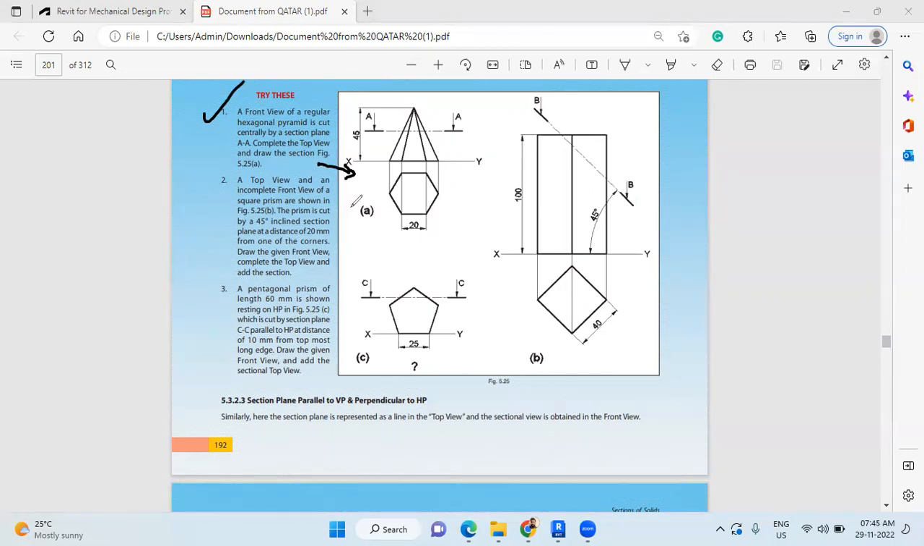So this is the front view of a regular hexagonal pyramid cut centrally by a section plane. This is my section plane. Complete the top view and draw the section. You have to mark the section points and draw the section. So this is again homework. Then read the second question.